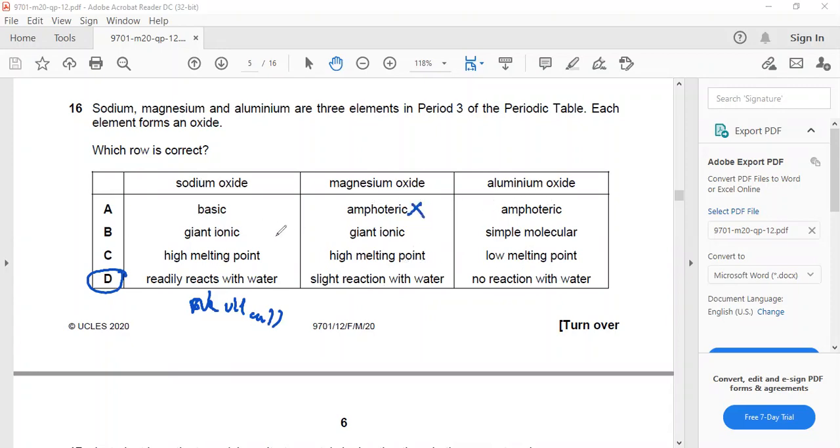Why is this one wrong? Aluminum oxide is not simple molecular. It does not have a low melting point. D is the answer.